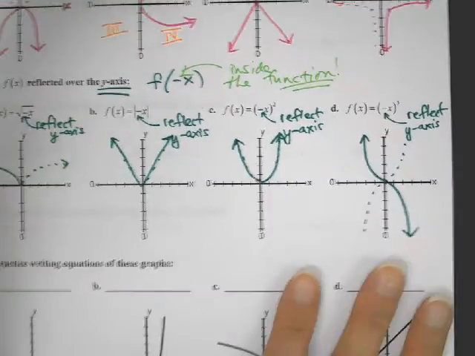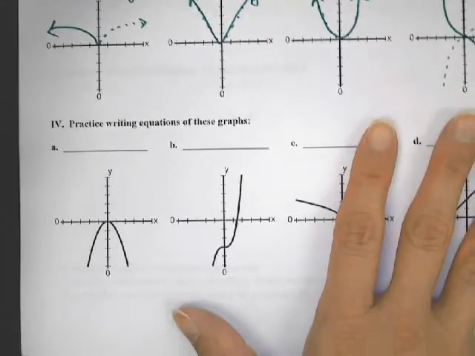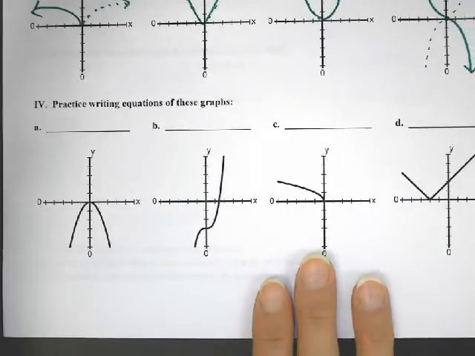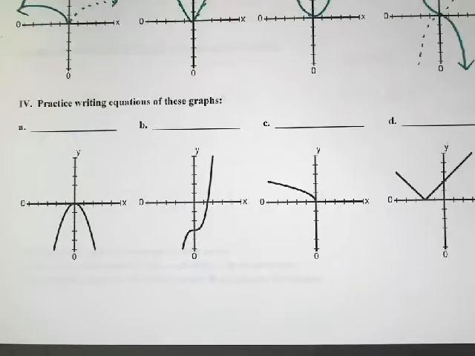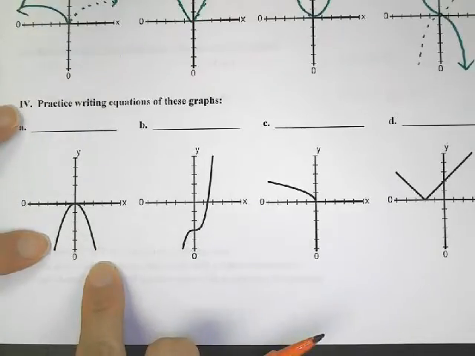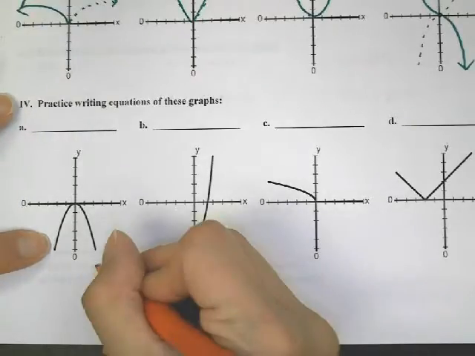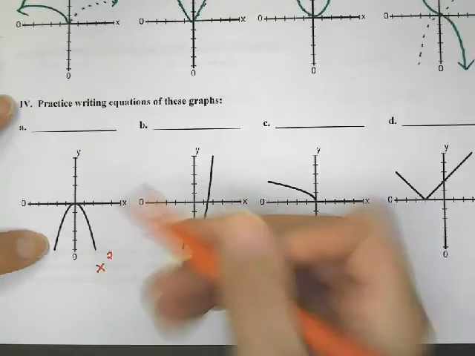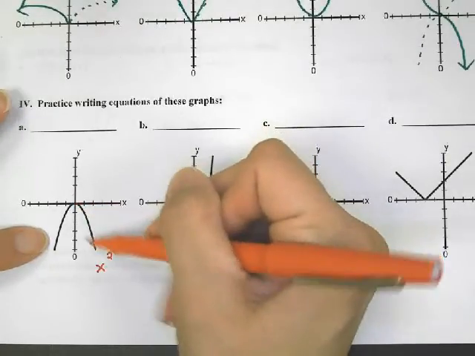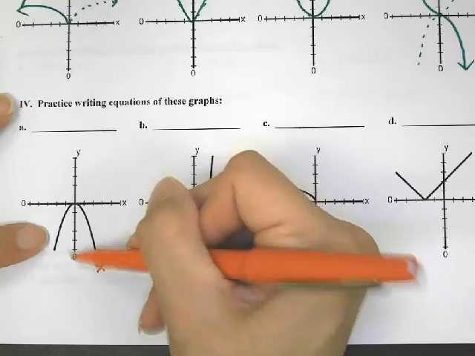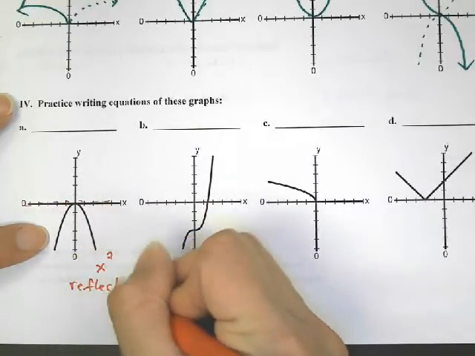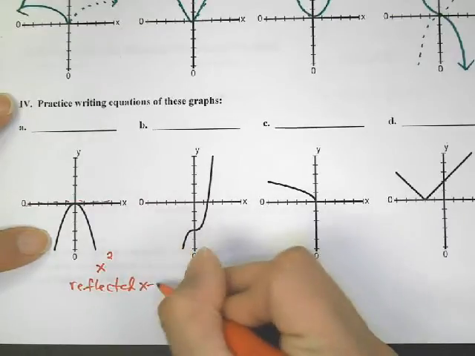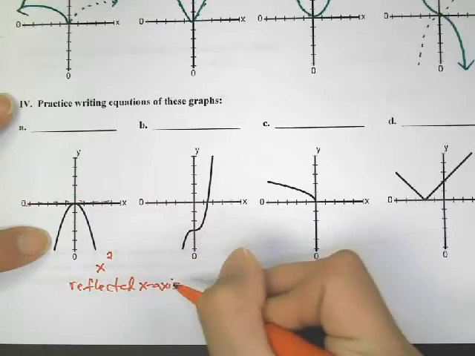Okay, now what we're going to do is practice writing equations. So what I want you to do is to look at these graphs, and I want you to study them and then write down what you notice. Okay, first of all, do you know what equation this parabola is? This is an x squared. But I notice it's down here. Okay, what does that mean when it's down here? It's been reflected. It's been reflected over the x-axis.